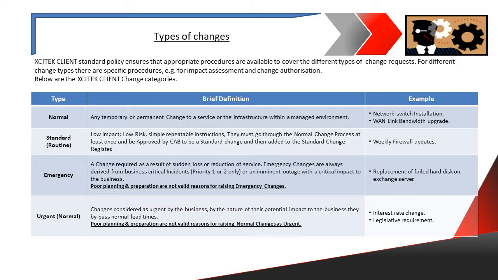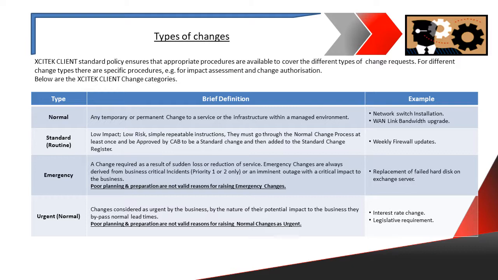Now the types of changes that I've described. In broader terms, the normal change is a temporary or permanent change to a service or infrastructure within a managed environment. It could be a normal change like a new network switch or an upgrade of bandwidth. Then a standard routine change: these are usually low-risk changes, and usually the organization provides a blanket approval, so it does not have to go through the whole cycle of change management, which I will describe later. It just goes through basic checks and documentation.